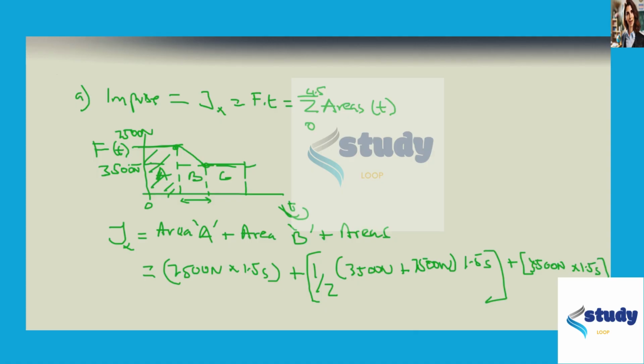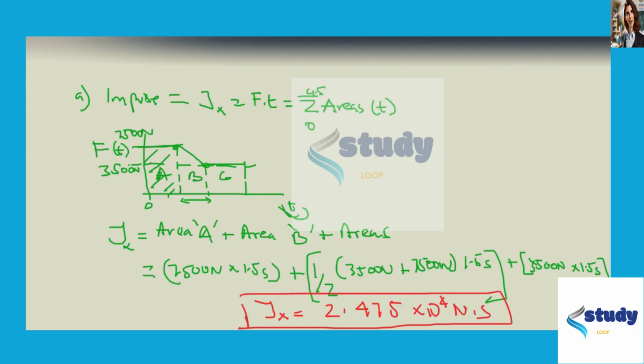So if you simplify this problem, you get that the impulse is 2.475 times 10 to the 4 newton seconds. So the SI units for impulse is newtons times second, because you're dealing with a force and a time.